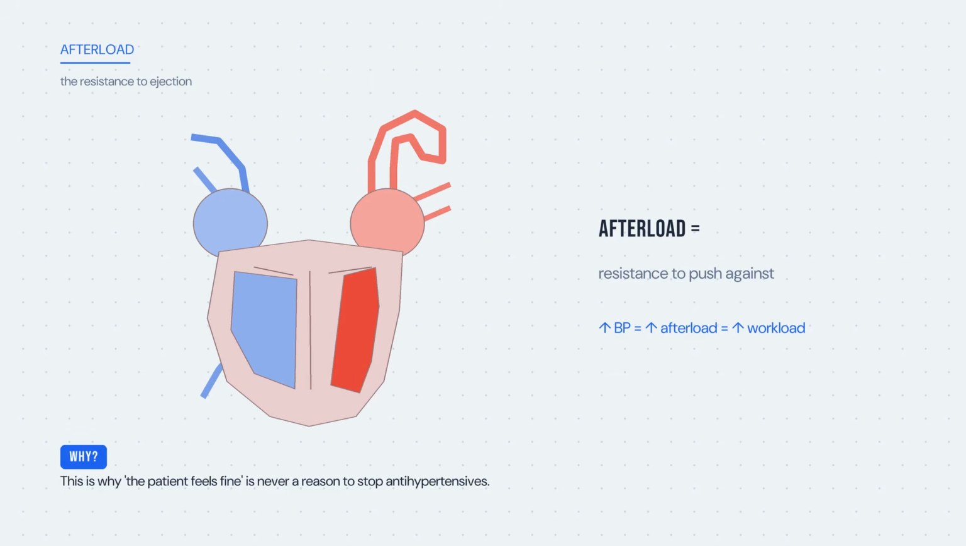Afterload is the resistance the ventricle has to push against to get blood out the door. Mostly that is the pressure in the arteries. High blood pressure means high afterload. The heart is pushing against a heavier door every single beat, about 100,000 times a day. Do that for years and the muscle thickens, then stiffens, then fails. That is the entire reason we treat hypertension in a patient who feels completely fine.